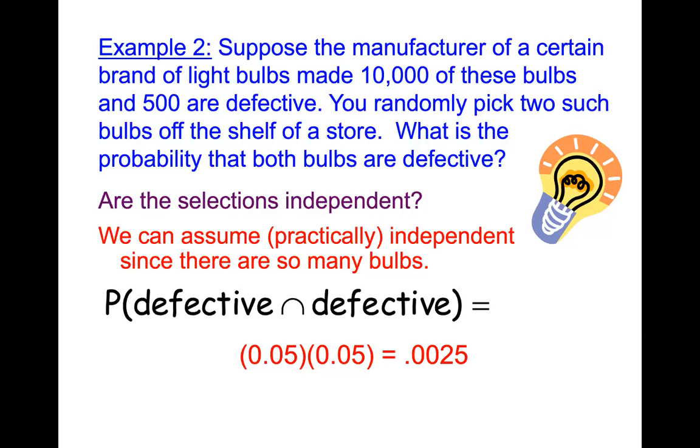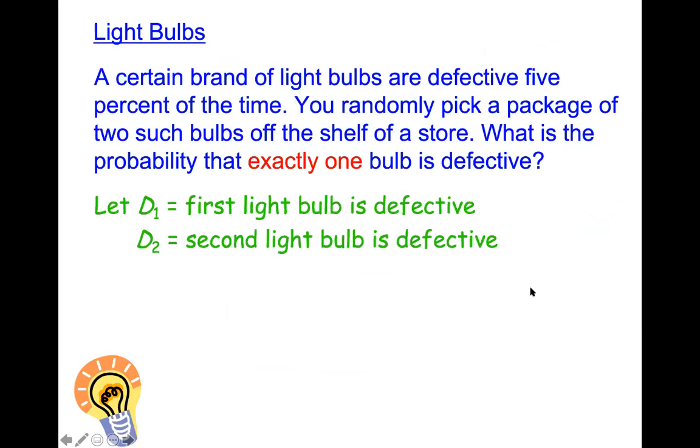Okay, all right, let's do one more of this one. This one's a little bit tougher. Same situation. 5% of the time there's a light bulb that's defective, and then we pick two packages. What's the probability that exactly one bulb is defective out of those two picks?